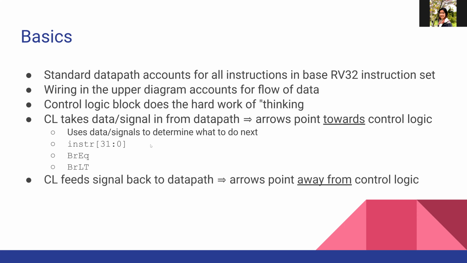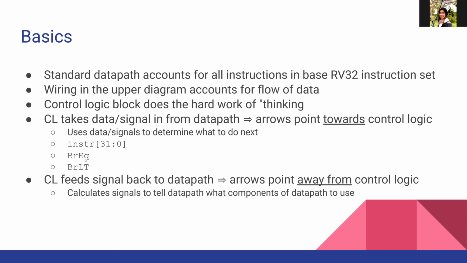And then the control logic that feeds signals back to the data path, they point away from the control logic. So this is basically everything else: all the selector bits, all the write enables, and things like that. These signals are calculated in the control logic based off of the instruction signals that were sent, and then later on based off of the branch equal, branch less than signals.